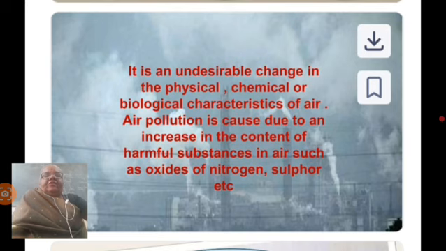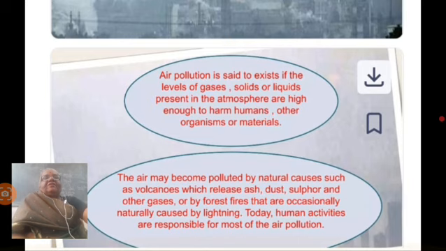So, air pollution, definition-wise, is an undesirable change in the physical, chemical or biological characters of air where there is an increase in the content of harmful substances such as oxides of nitrogen, sulfur, etc. See, there are two ways of writing the spelling of sulfur: S-U-L-P-H-O-R is one thing, S-U-L-P-H-U-R is another thing. Both have been used in PPTs, okay. Remember that.